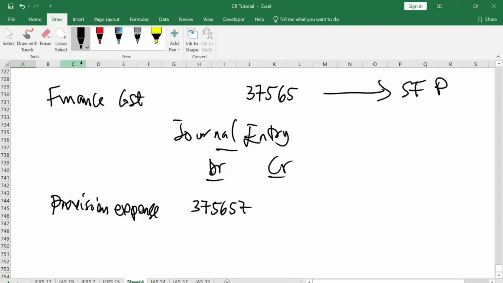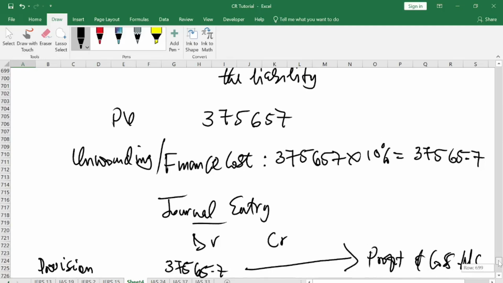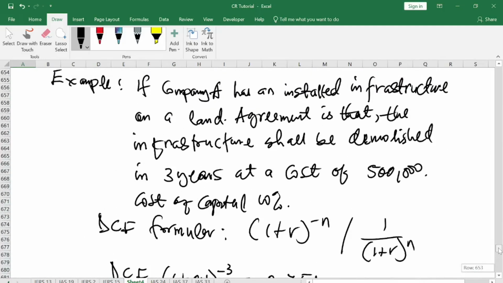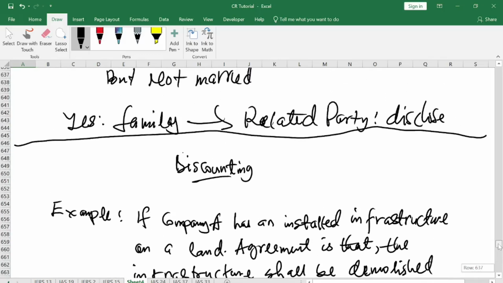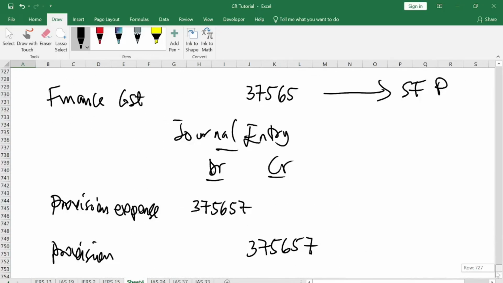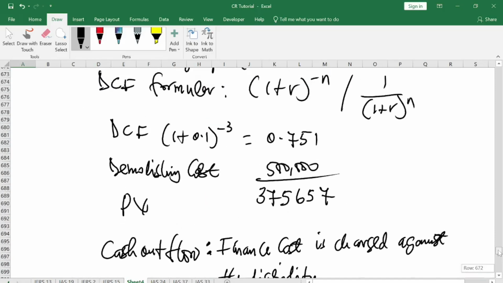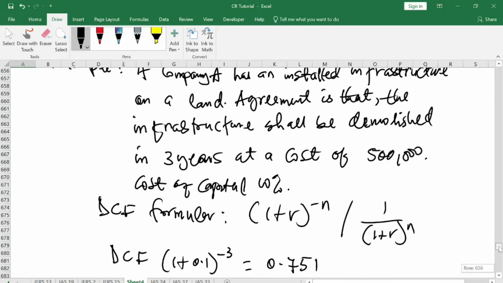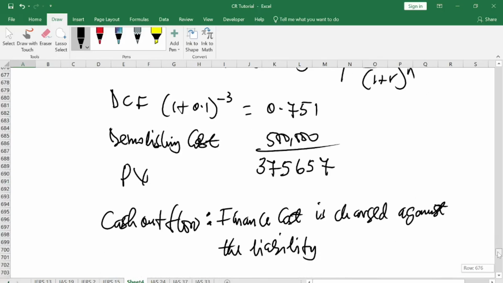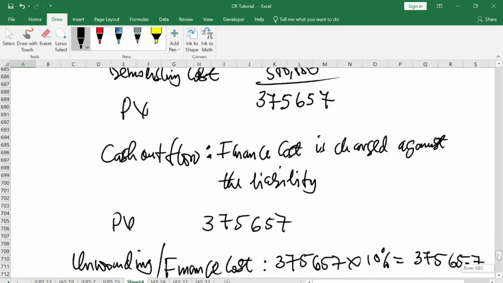Then you have the provision that goes into the statement of financial position, which is also 3756. Simply, this is how discounting is treated and how it is recognized. So, how about if you should prepare provisions and discounting for more than one accounting year? This example is the situation where you are required to prepare for only one accounting year.